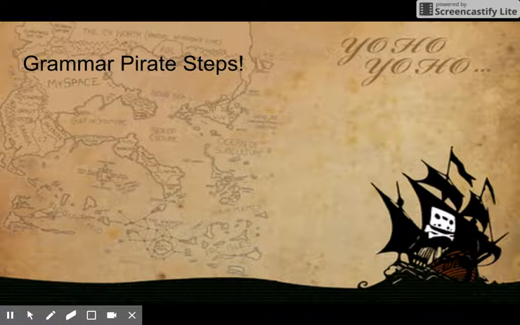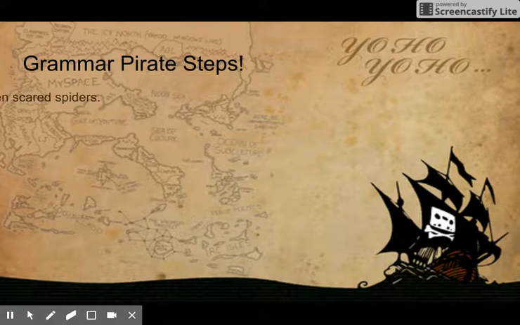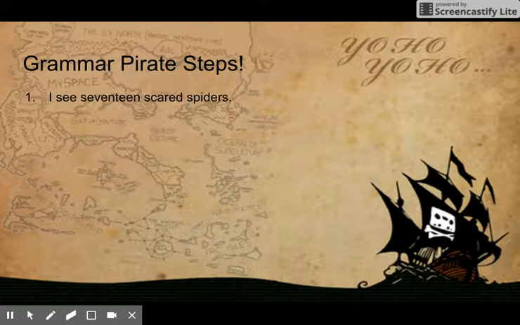All right, we're going to start going through those Grammar Pirate steps. I need you to complete steps 1 and 2. What are they again? That's right. Step 1, underline the verb. And step 2, draw the mast, which separates the subject and the predicate. So for number 1, what would you do for steps 1 and 2? I see 17 scared spiders.